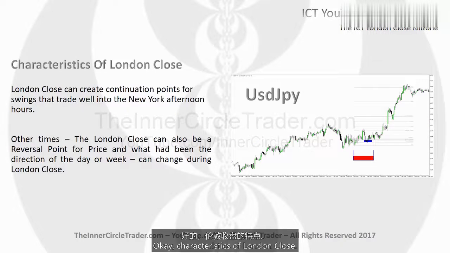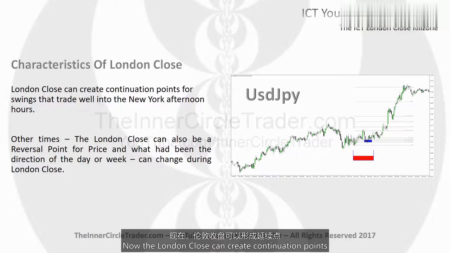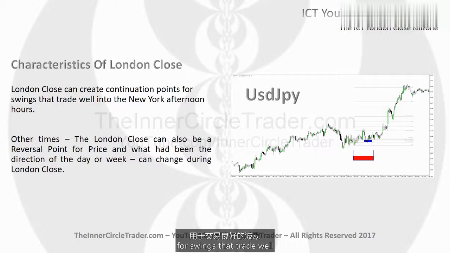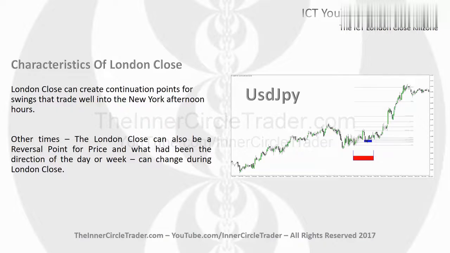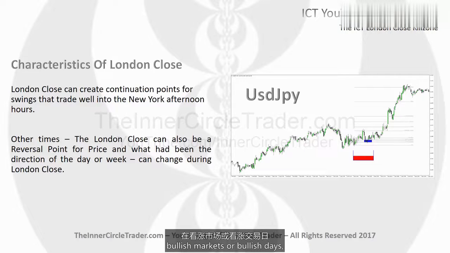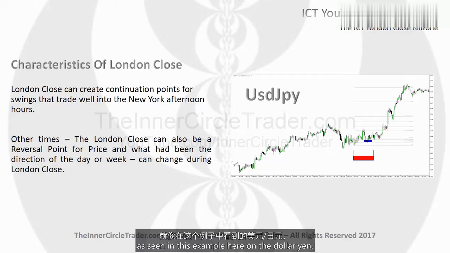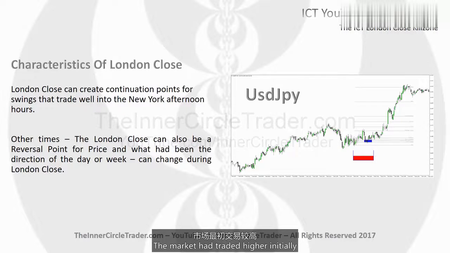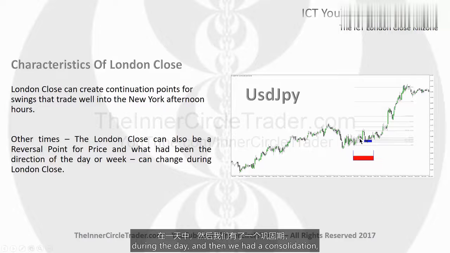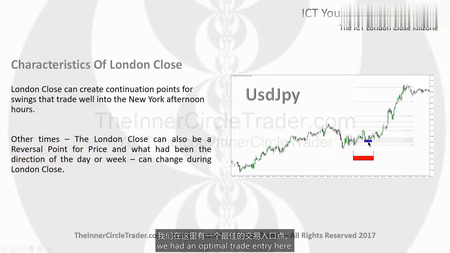Okay, characteristics of London Close. Now, the London Close can create continuation points for swings that trade well into New York afternoon hours. That means if we're bullish overall in the day, instead of creating the high of the day in bullish markets or bullish days, many times the London Close can actually create a continuation pattern, as seen in this example here on the dollar yen. The market had traded higher initially during the day, and then we had a consolidation, but inside the consolidation we had an optimal trade entry here. This is going to be on a 5-minute basis.